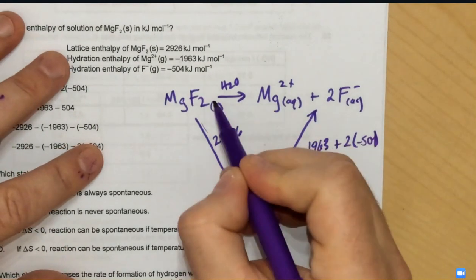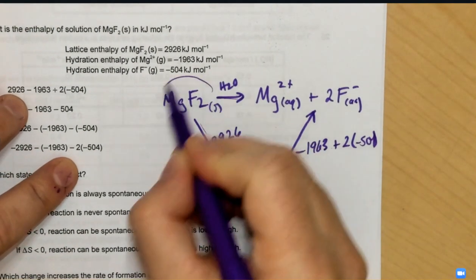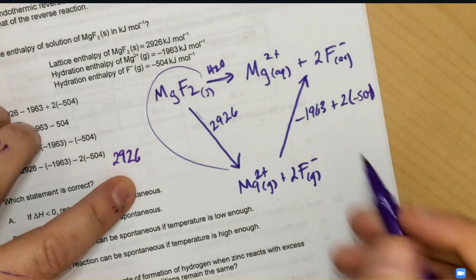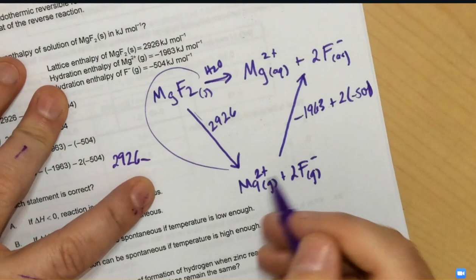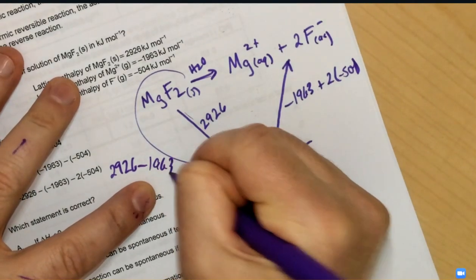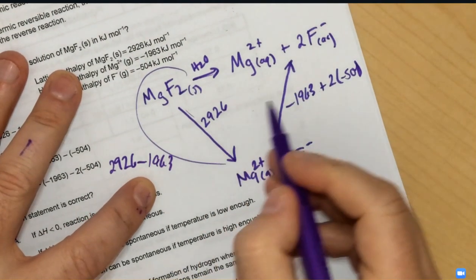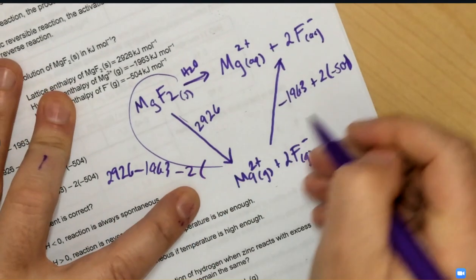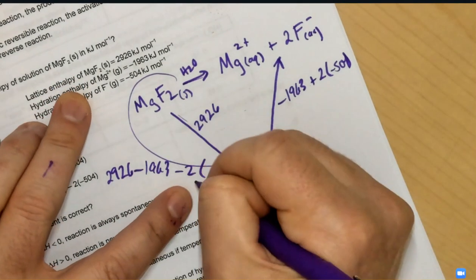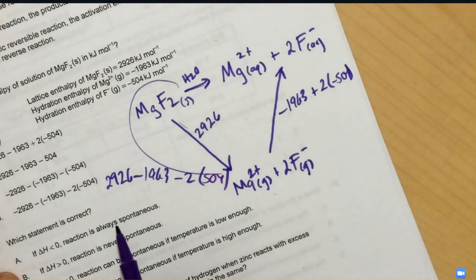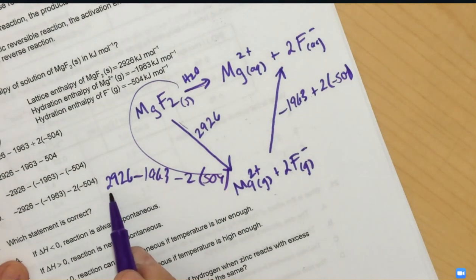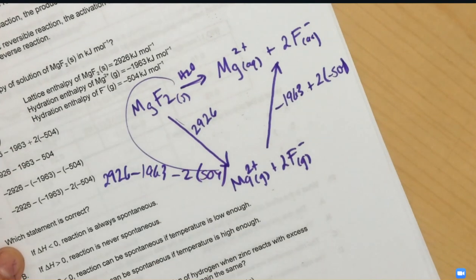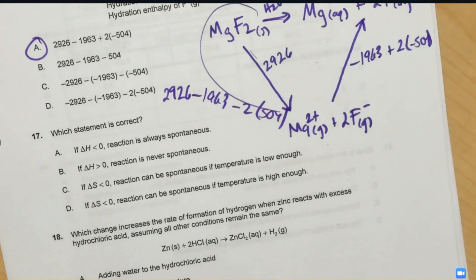So when we're calculating this arrow, we're going to go around. So it's going to be 2926 minus 1963, minus, even though we're going with the arrow, we're adding, but it's a negative value, so we're subtracting, minus 2 times 504, so choice A matches.